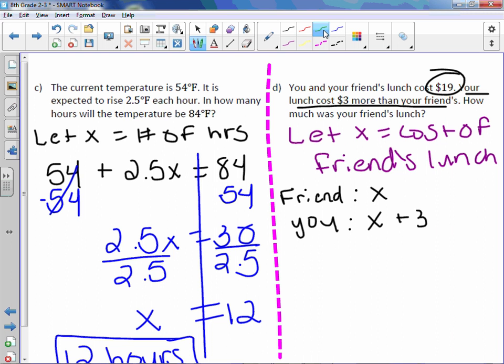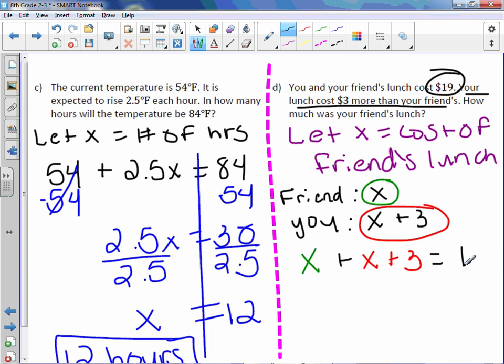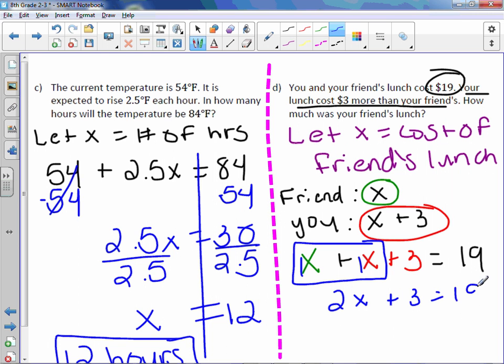Be careful. Your friend is X plus yours is X plus 3. And this equals $19. Here we can combine like terms. Remember, there's an invisible 1 in front of those variables. 1x plus 1x equals 2x. Bring down the rest of the equation.